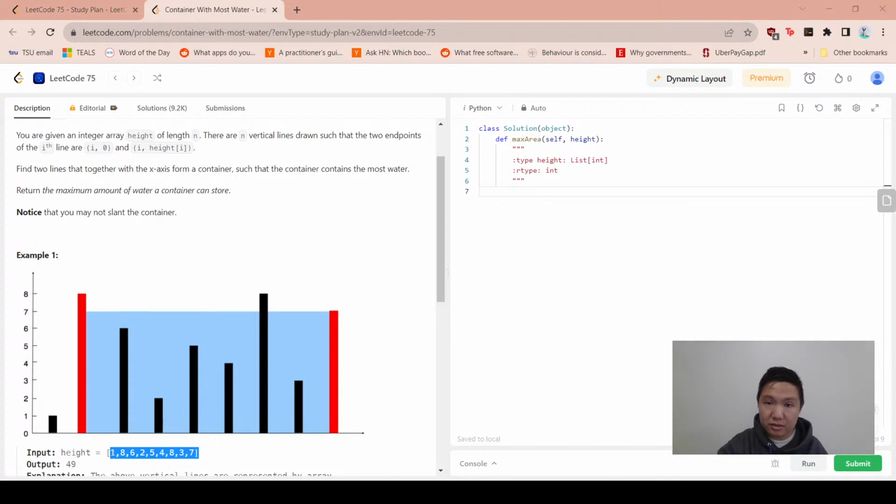Can you see my cursor? I don't know if people can see my cursor. How do I draw? I need a thing that can draw. Okay, anyway.